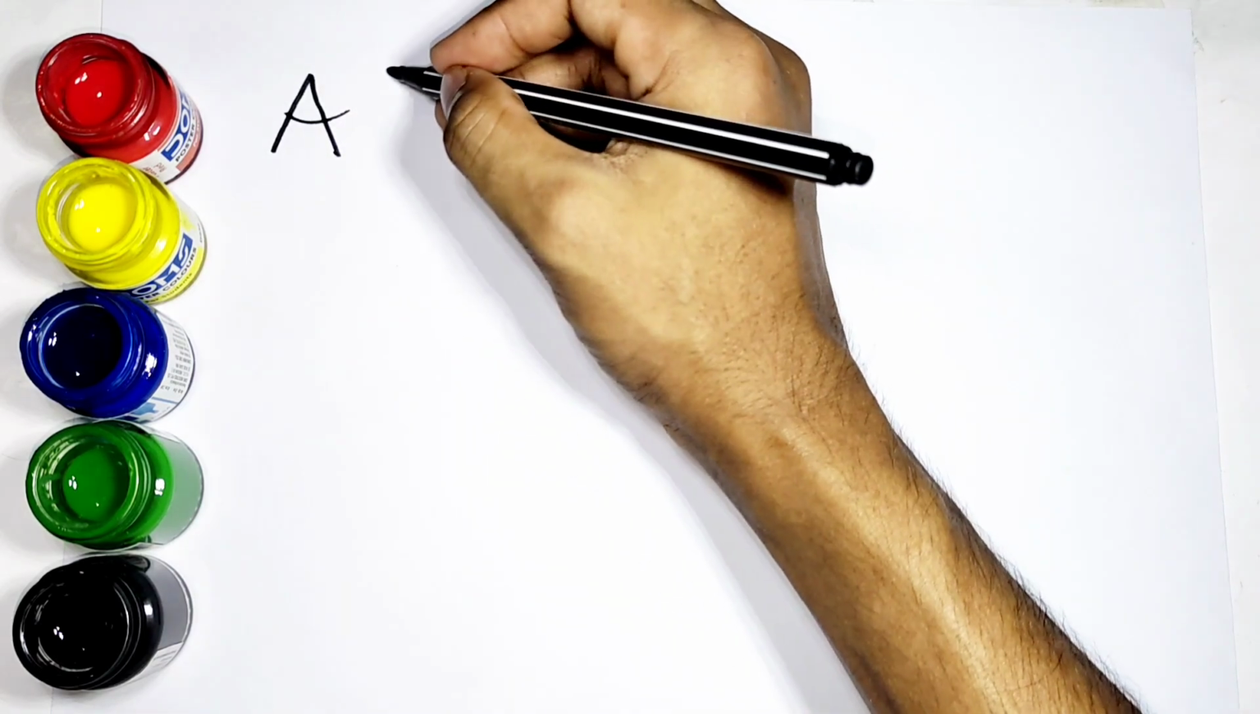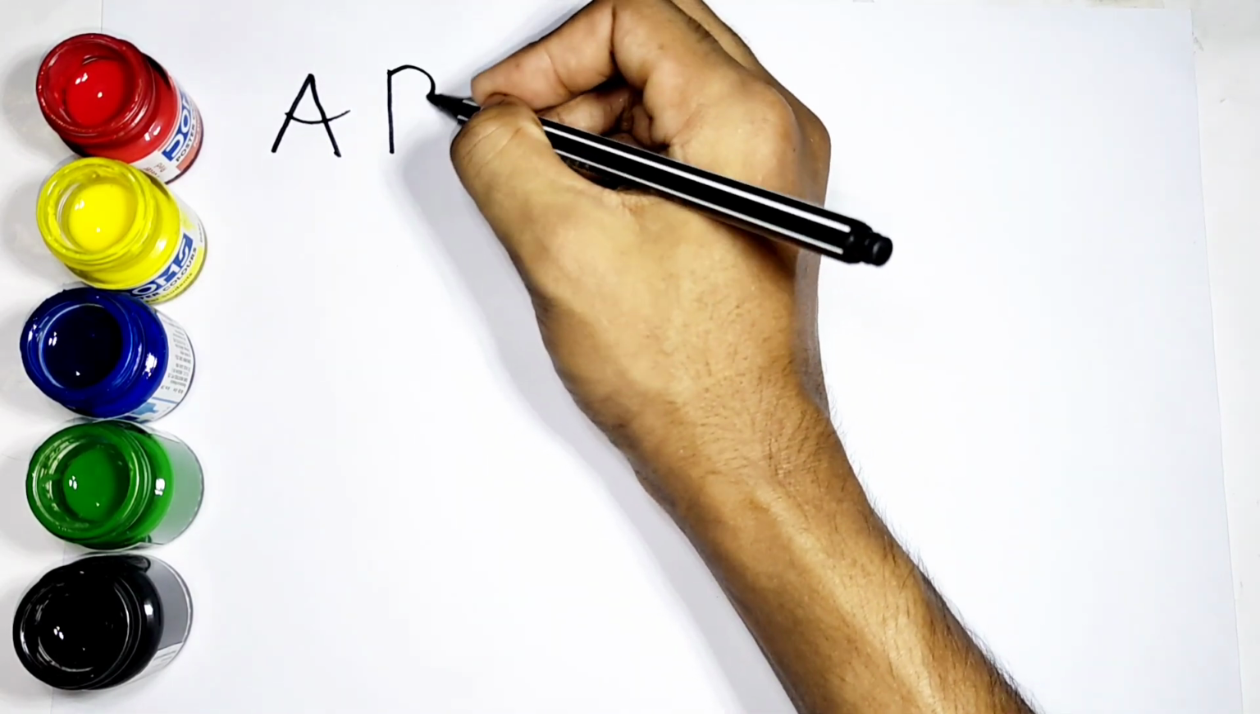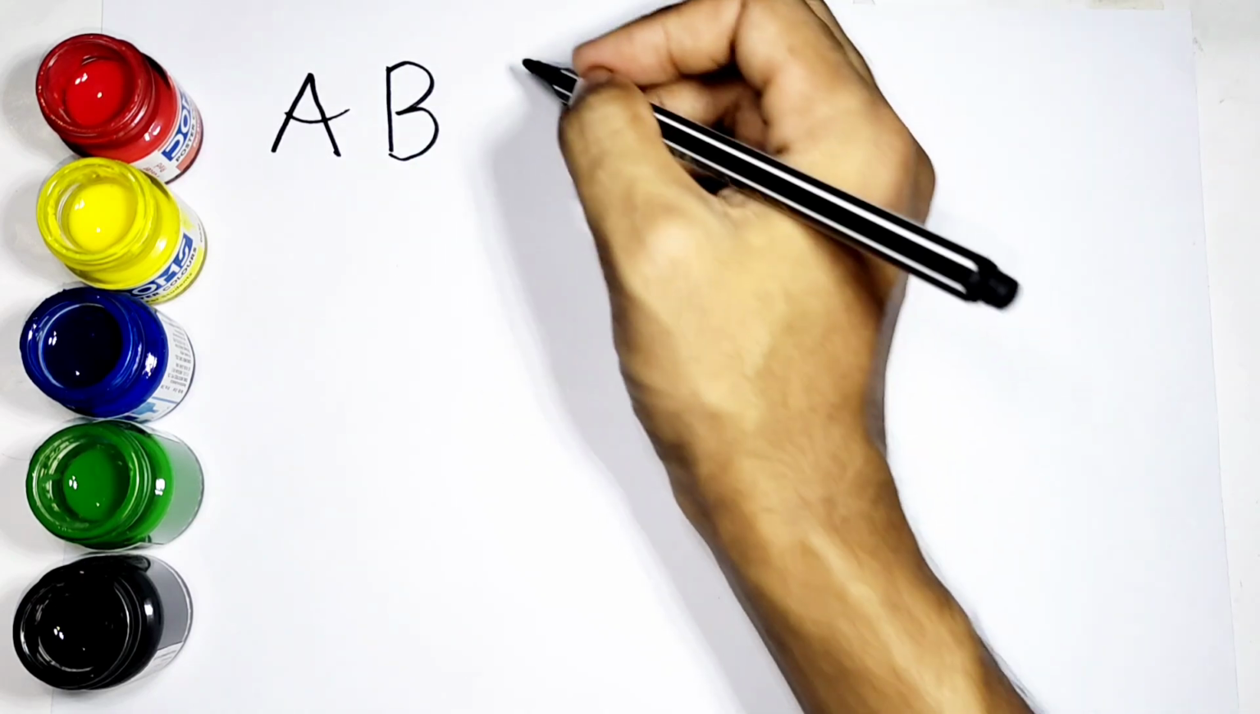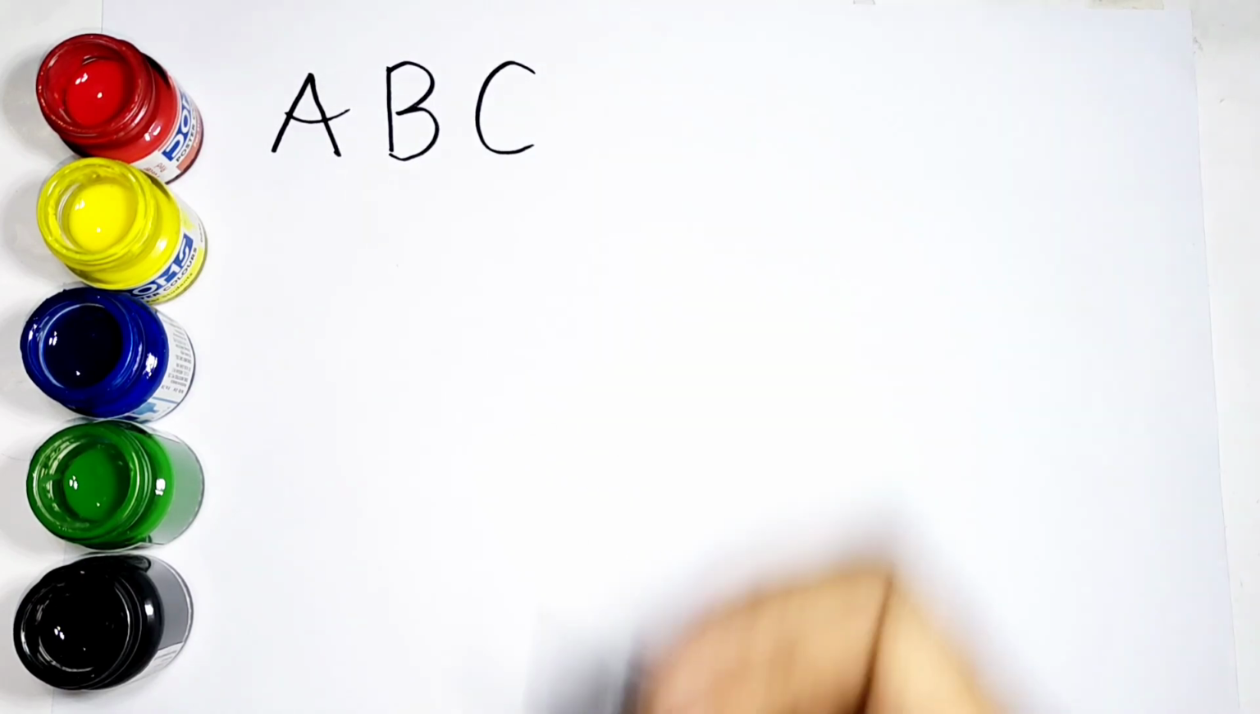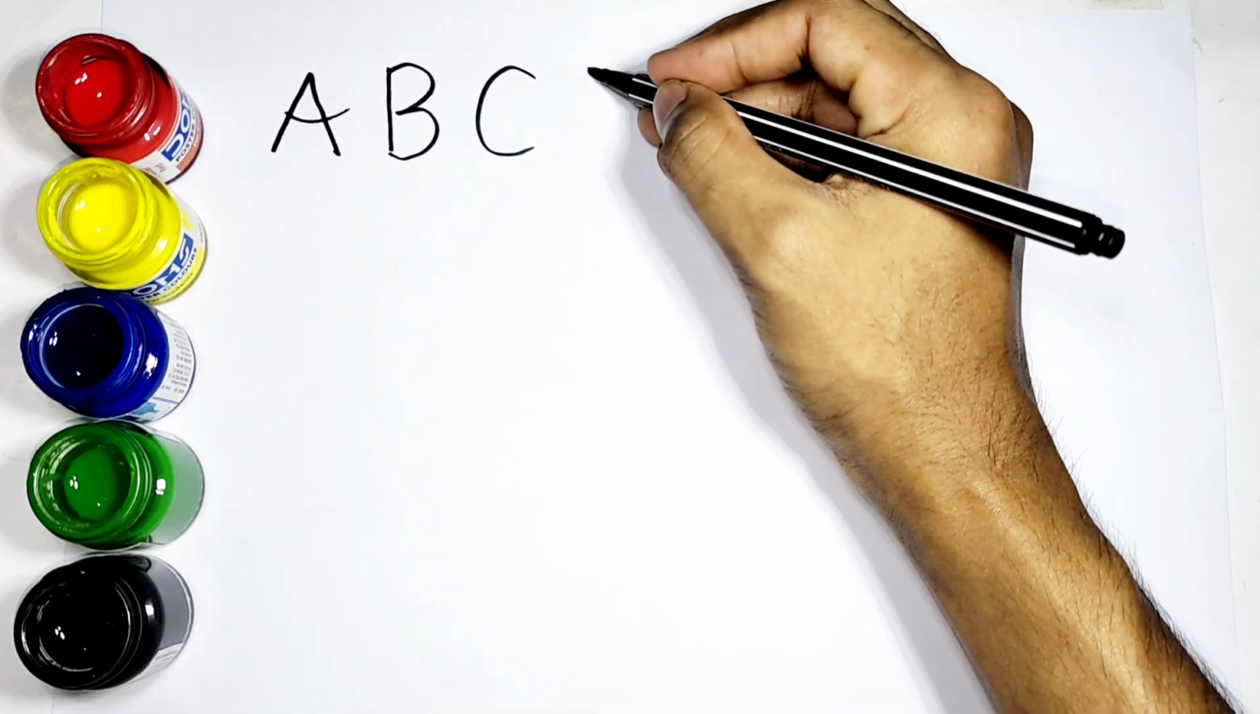The alphabet of A. The next one is B. B for ball, B for bat. The next one is C. C for cow, C for cat.